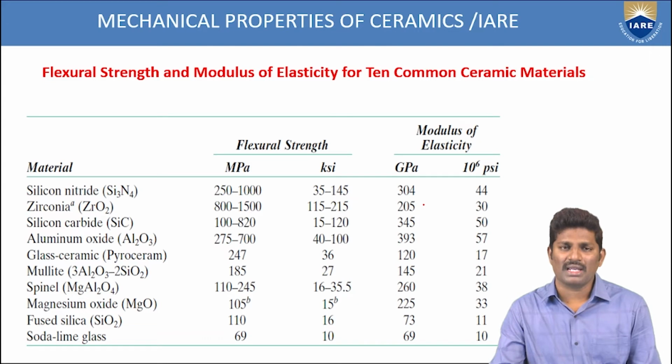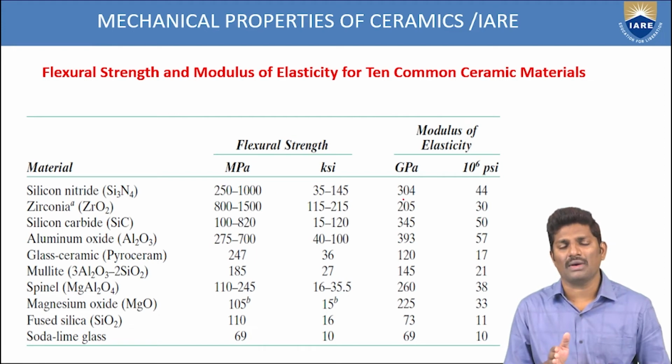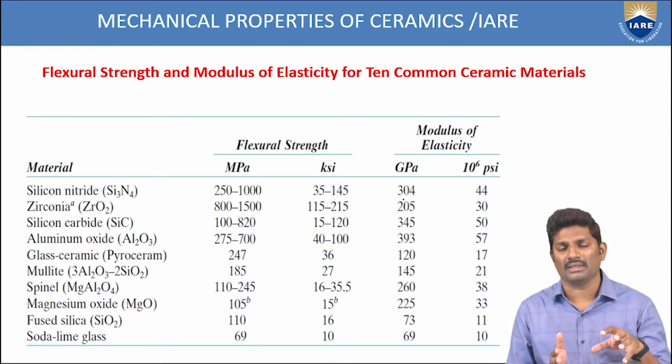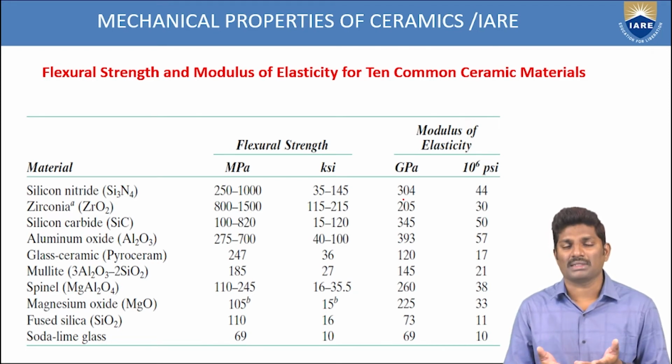When we consider silicon nitride, the flexural strength, that means the tensile strength, starts at 250 megapascals and ends at 1000. So it is not more than 1000. And the modulus of elasticity is 304 gigapascals. Now, if in any application the material is undergoing an elastic property of 500 gigapascals, then you should not consider this silicon nitride.